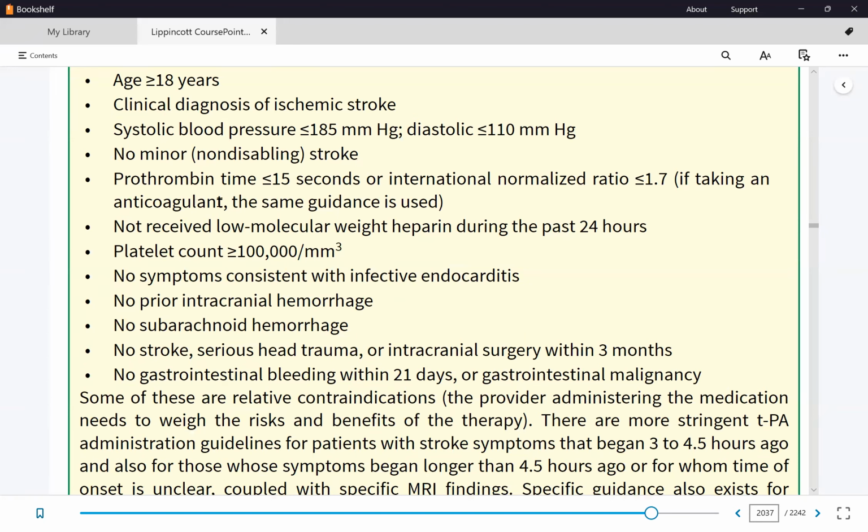And here are the other indications, meaning platelets must not be too low because of course that will increase the chances of bleeding. So no prior intracranial hemorrhage, no stroke within the last 3 months. Meaning if you had a stroke within the last 3 months, you can't receive alteplase again. Because that's way too much. Pretty much your risk of bleeding is too high now.